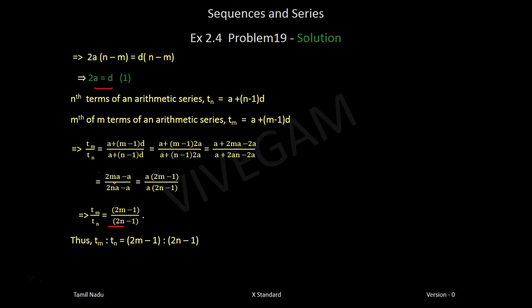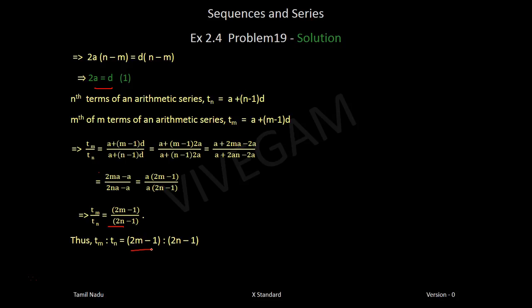Right, and you can take a commonly out, so this will become a into (2m minus 1). Similarly, when you take a commonly out, this will become (2n minus 1). A and a will cancel, and you will get this value. So that is tm is to tn equal to (2m minus 1) divided by (2n minus 1). Therefore tm is to tn equal to this value. Okay, I think it must be clear now. If not, please review this video.